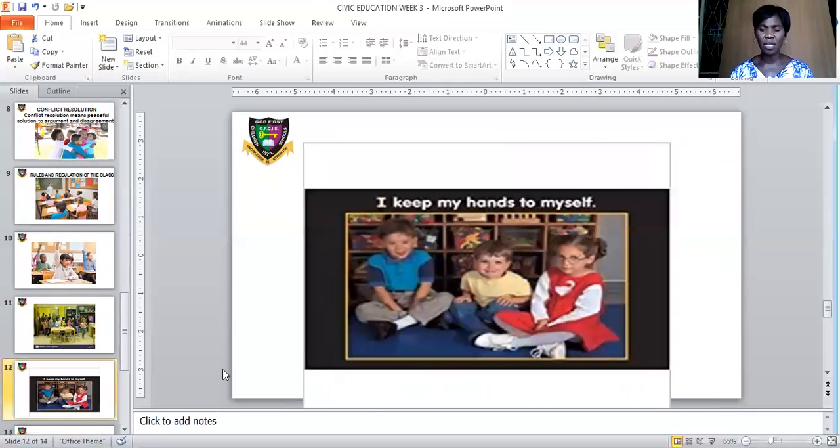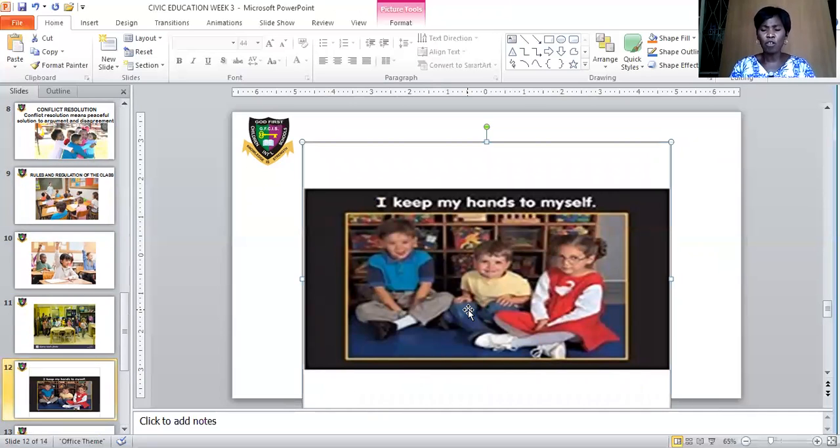Another one there is, when you are on your seat, keep your hand to yourself. You just don't wave your hand anyhow and use your hand to hit another person. No, you sit down very well and keep your hands to yourself.